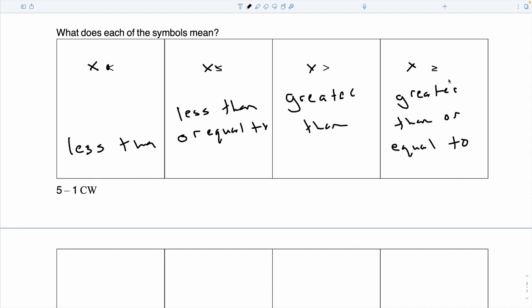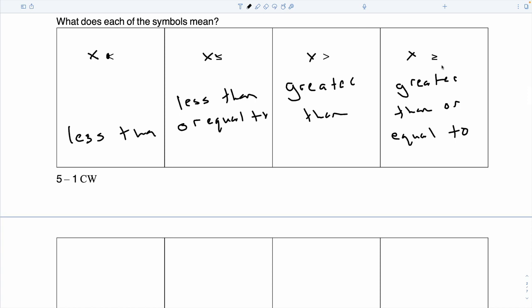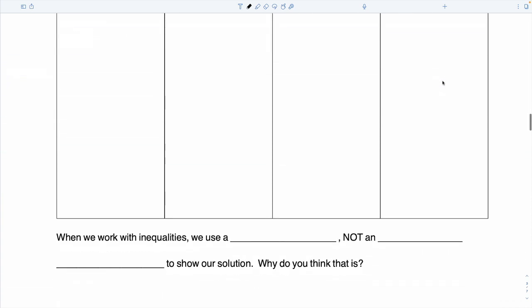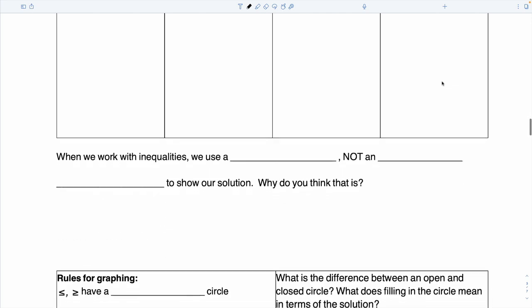You don't know what it's equal to yet because I haven't given you an inequality. This is just the vocab that I want you to get used to. Whoa, why are there so many giant things? You guys have this underneath it.